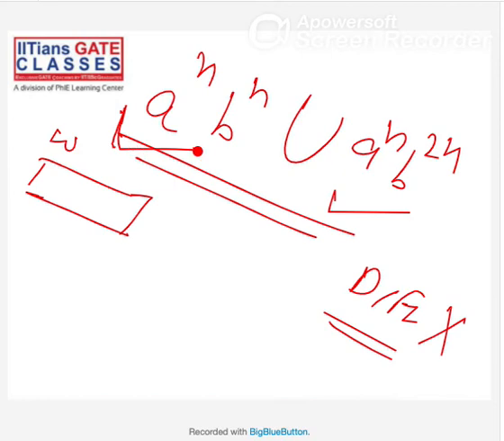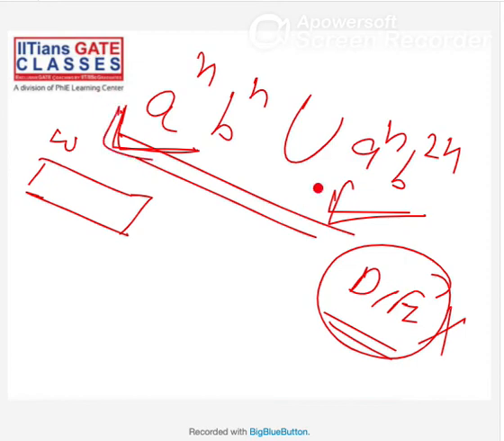If this string belongs to this part, then what you need to do? You need to push one A for each A. If this string belongs to this part, then you need to push two A's for each A. So the push and pop are not clear. DCFL means deterministic, so everything should be clear. What you want to do next should be clear. You don't have any choice. This is deterministic. So you can see here push and pop are not clear.